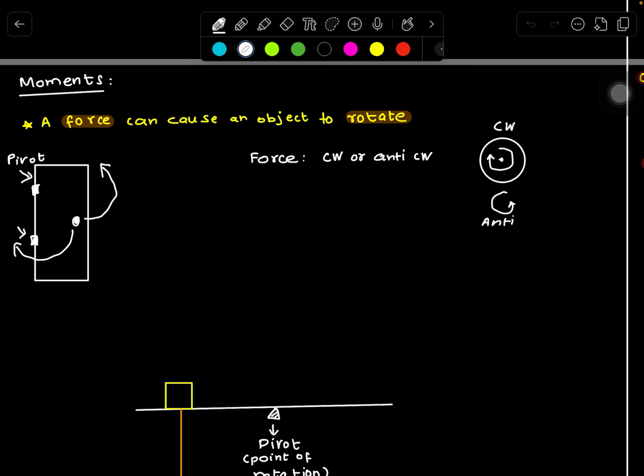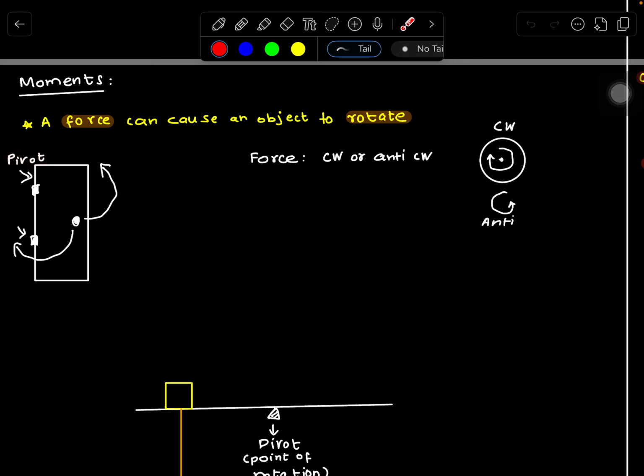We'll see the condition for that in just a minute. Before that, think about a door. If you push the door, you're applying force, it causes the door to rotate and it opens, right? So that rotation is a consequence of the force that you're applying. Now, the door rotates about the hinge, right? This point of rotation, or the point where the rotation happens, is called the pivot.